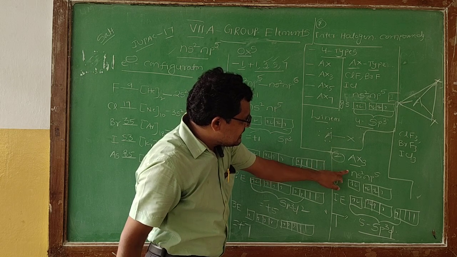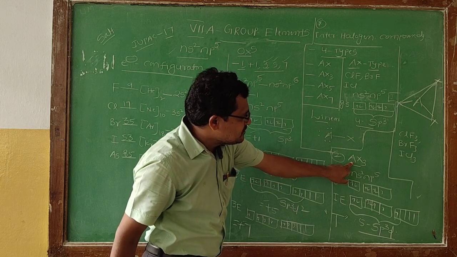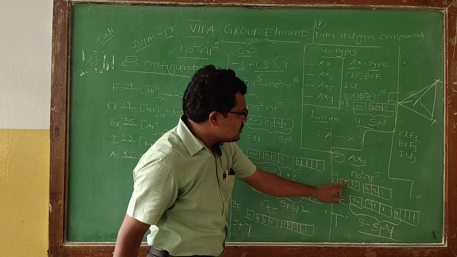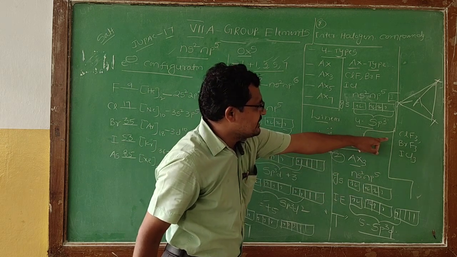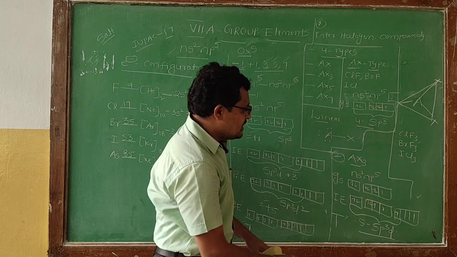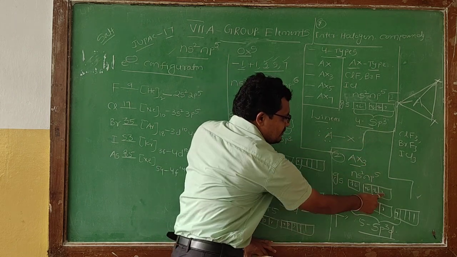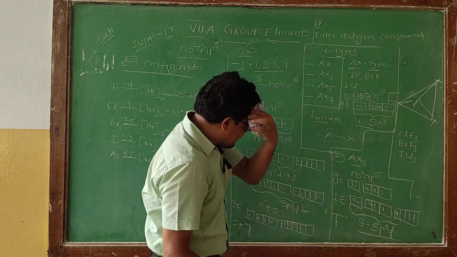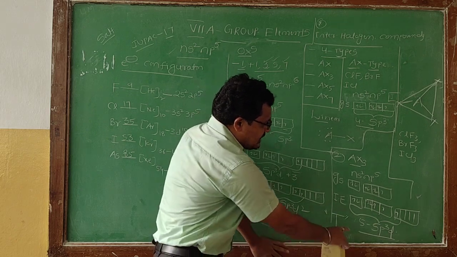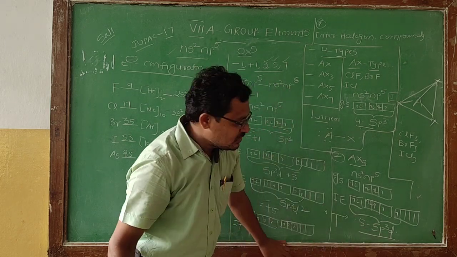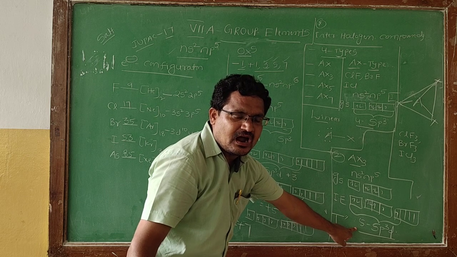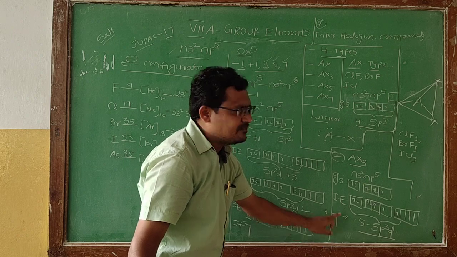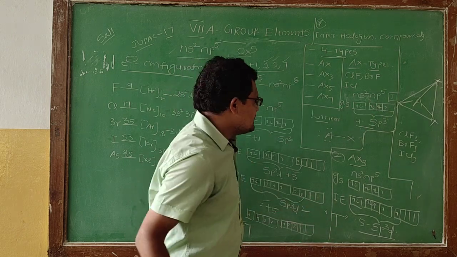Next, AX3. In AX3, A is the central metal, X is the unpaired electron. Its electronic configuration is ns2 np5. Here the best examples are ClF3, BrF3, ICl3. In the ground state, only one unpaired electron. In the first excitation state there are 3 unpaired electrons. That's why it undergoes sp3d hybridization. Total 5 sp3d hybrid orbitals are formed. The shape of the molecule is T-shape or bent shape.